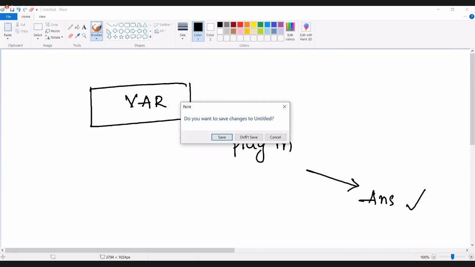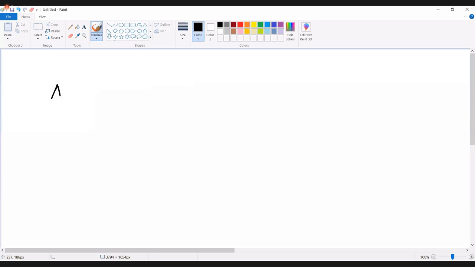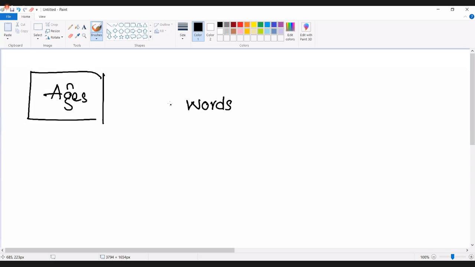If you observe the questions which are given in ages, especially ages questions, most of the questions are narrated in the form of words. So the skill required in solving these questions is, first, you have to understand words. Let me show some questions so that you will get clarity on what is meant by projecting the question in the form of words.